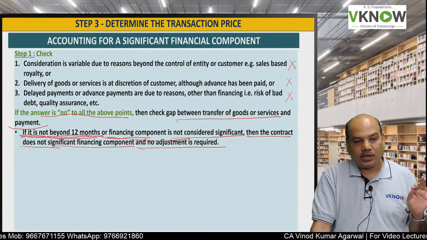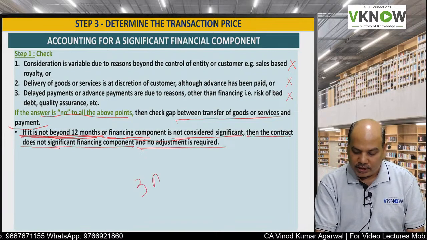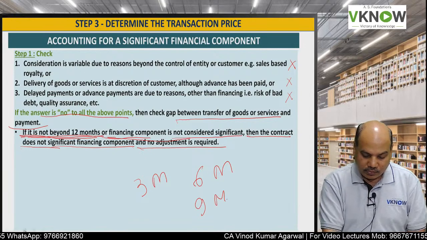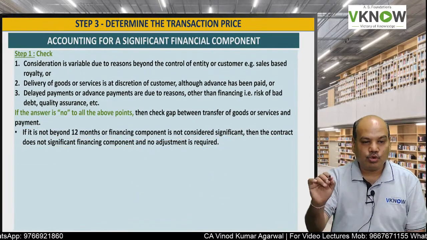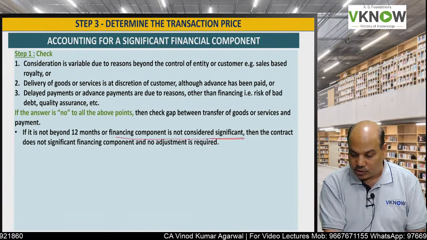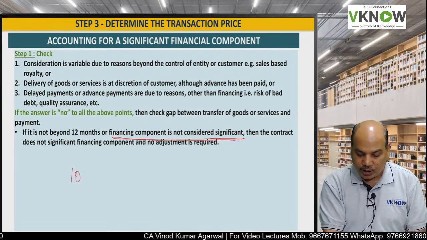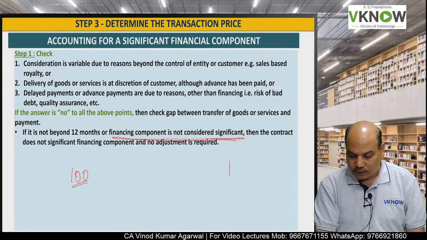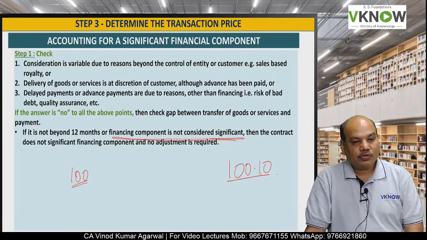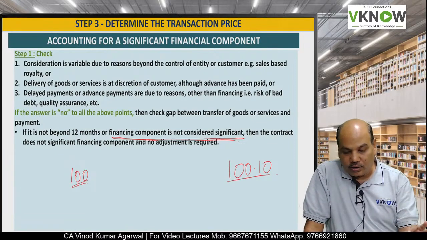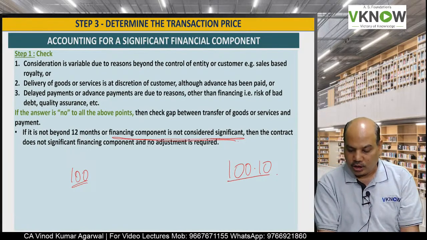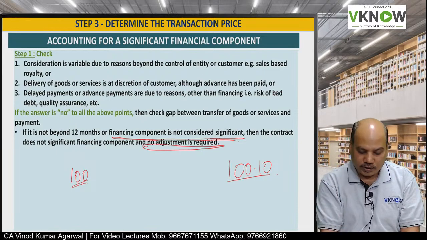If the gap is less than 12 months, suppose only 3 months credit is given, 6 months credit is given, 9 months credit is given, then you can treat it as no significant financing component. Or if the amount of financing component is also not significant, if you pay now, you pay 100 rupees. If you pay after 1 year, you pay 100.10. So the financing component is not significant, then you treat it as no significant financing component and no adjustment to the transfer price is required.